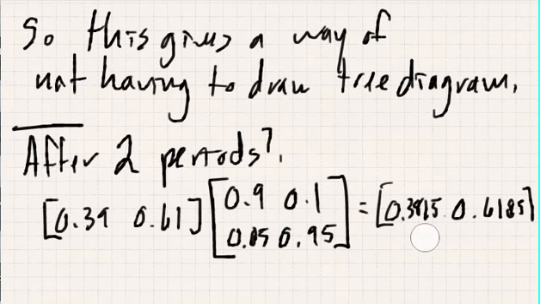So I can keep going, for 3 periods, I can just multiply this result by this matrix and keep going. This gives me a way of figuring out how many people are using Verizon from period to period. And notice that we started with 0.4, then it went down to 0.39, and now down to 0.3815. So according to this, Verizon is losing market share.